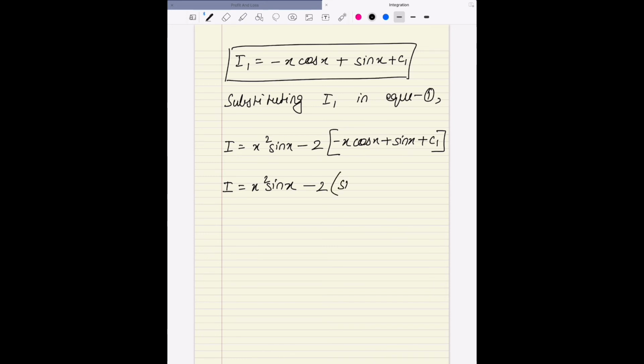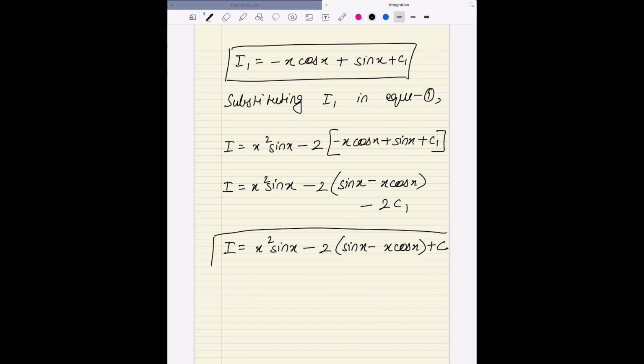I'm writing the positive terms first and then the negative terms, just a habit. Minus 2c1. This minus 2c1 should not be written like this. It should be written as an integration constant. That is the standard to be followed. x square sin x minus twice sin x minus x cos x plus c. That's it. Box it. This will be your answer. You can mention where c equals minus 2c1, and that is our answer.